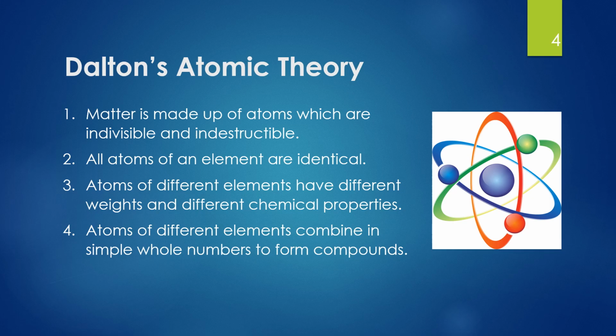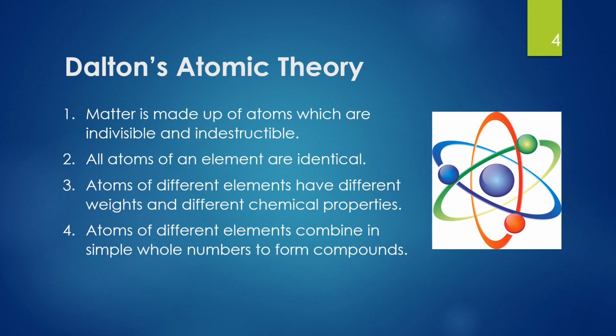Postulate 3 now is saying atoms of different elements have different weights and different chemical properties. So all that means is if you're comparing the element of hydrogen and the element of oxygen, hydrogen atoms are going to have a different weight and a different mass than oxygen atoms. Similarly, hydrogen atoms are going to have different chemical properties than oxygen atoms.